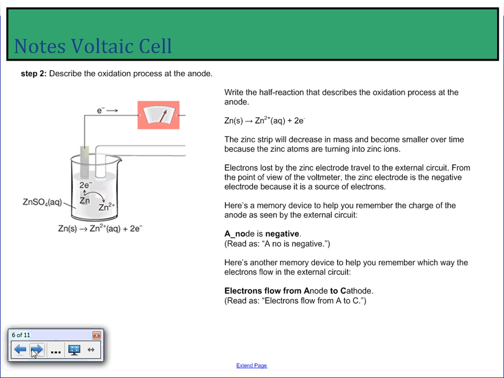And here's a memory device to help you remember which way the electrons flow in the external circuit. Electrons flow from A to C, so from the anode to the cathode.